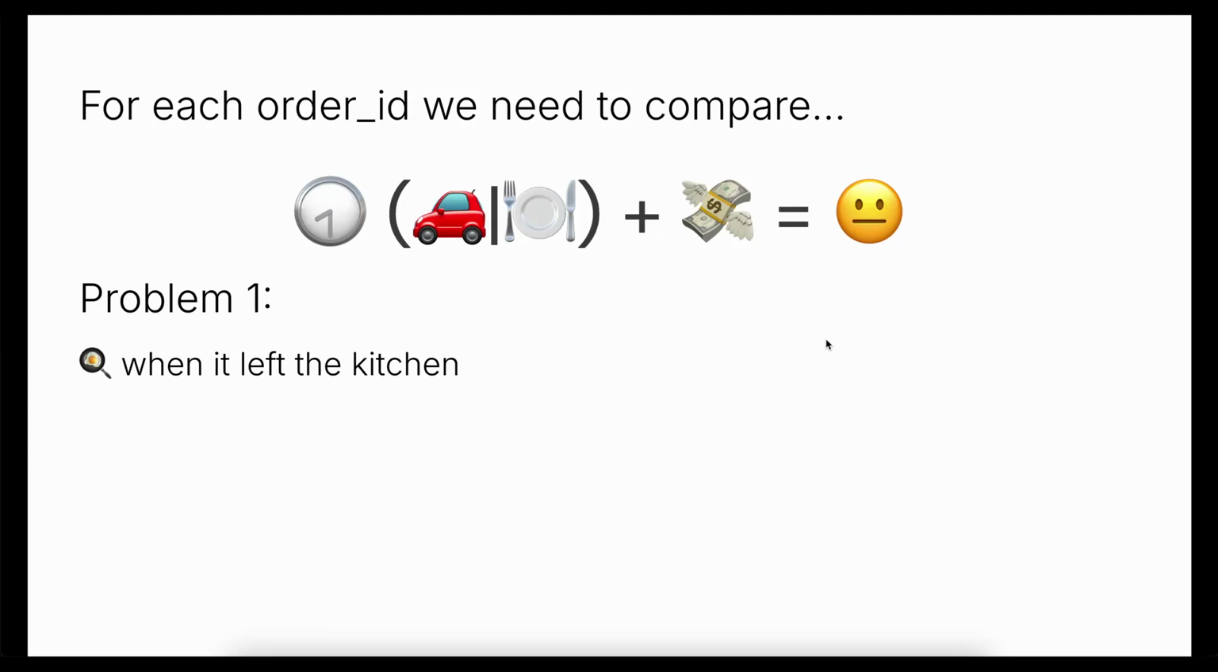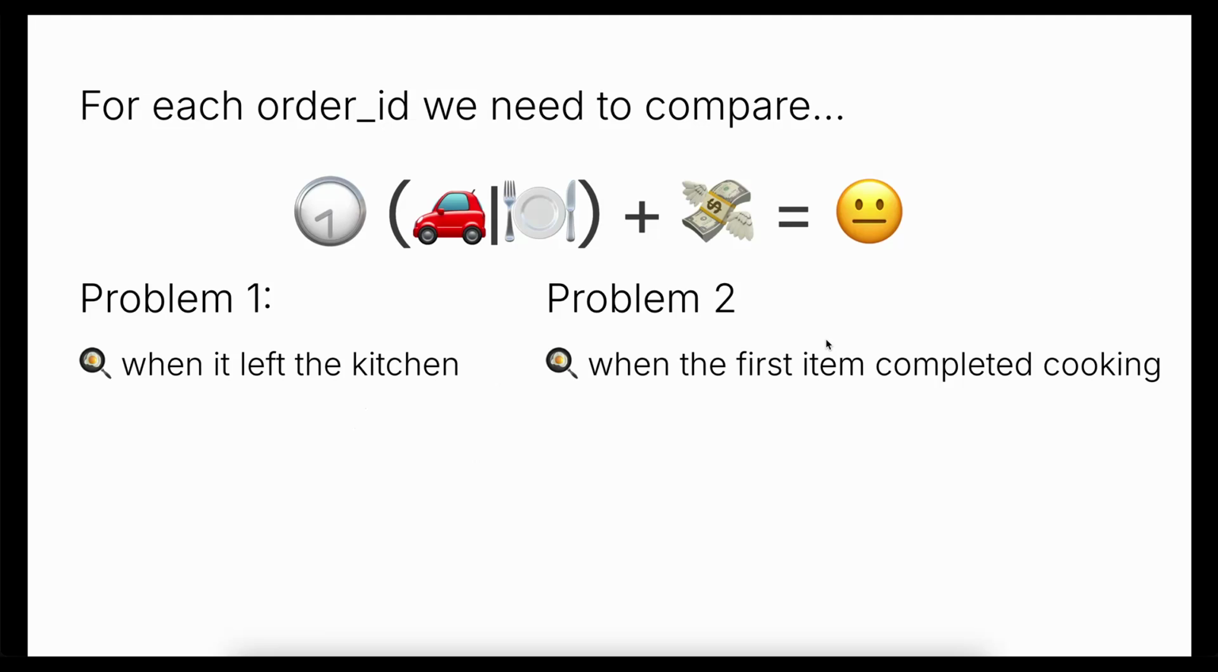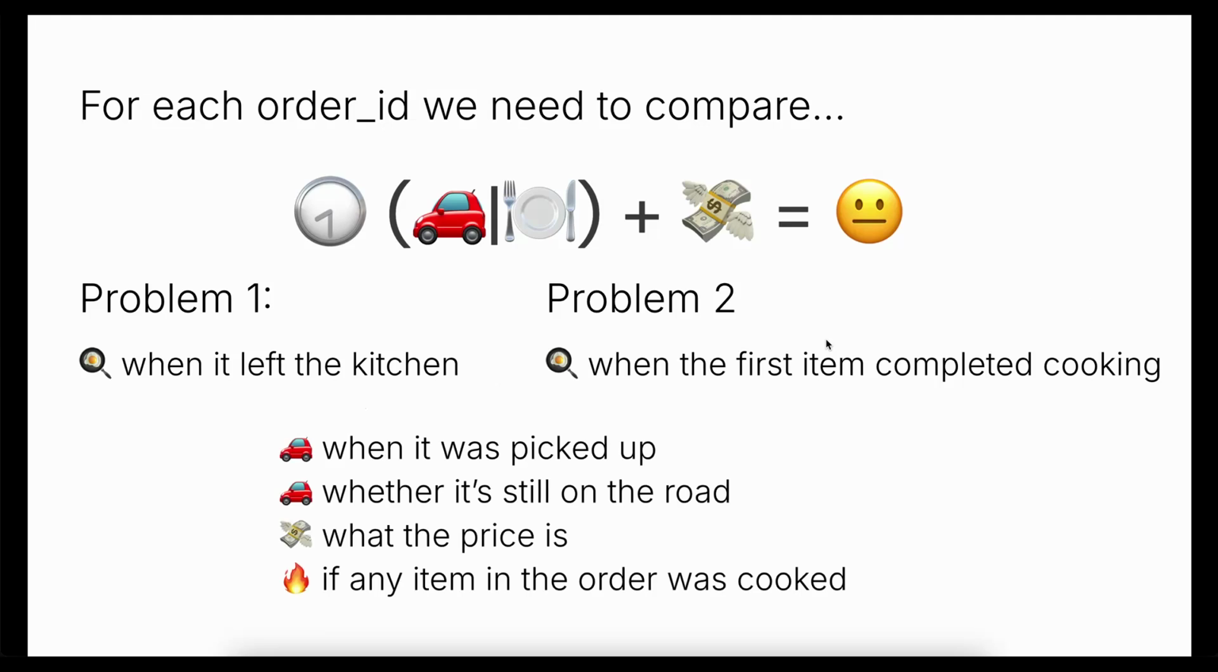Again, to reiterate, for each order ID, we need to compare for problem 1, when it left the kitchen, problem 2, when the first items completed cooking, and then the rest of the logic will be similar, like when it's picked up, whether it's still on road, what price it is, whether the food is hot or cold. Because for cold food, we may not offer a refund because it doesn't have the time sensitivity of hot food. All right, without further ado, let's jump into the demo.